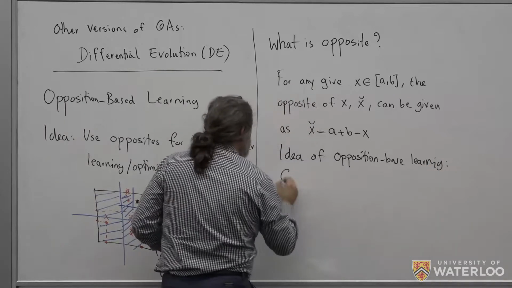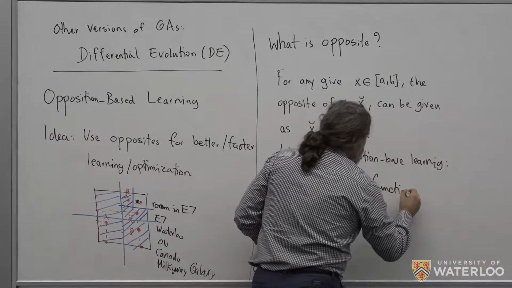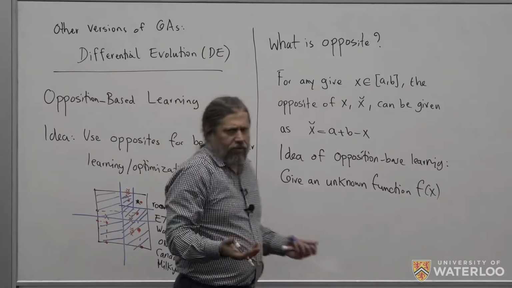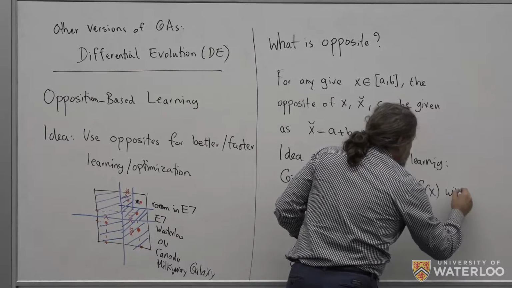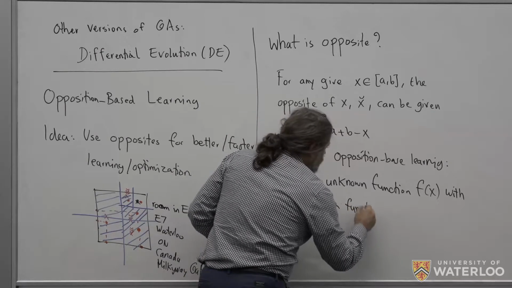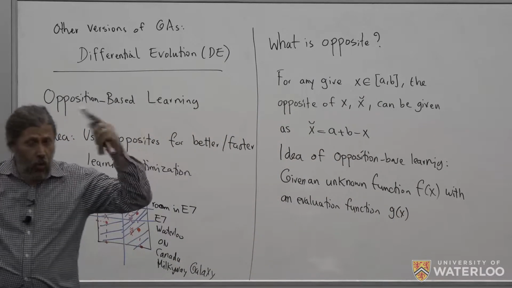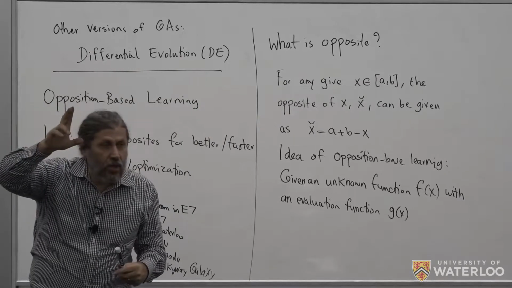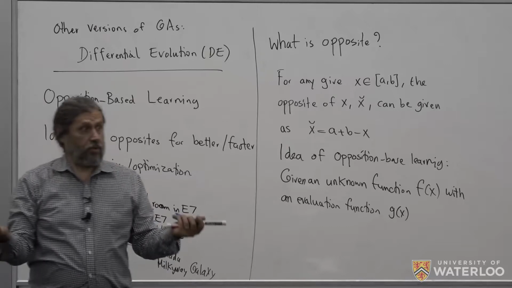So given an unknown function f of x, and don't forget, x here is a vector that I'm not really declaring yet, because we don't want to work with functions with one variable. Given an unknown function f of x with an evaluation function g of x. So I don't know f of x. That's the unknown relationship between input and output that we said from the beginning. We don't know that function. But I have an evaluation function. What is that? Error, fitness, reward. Everybody has one of those. So you get one of those, work with it.